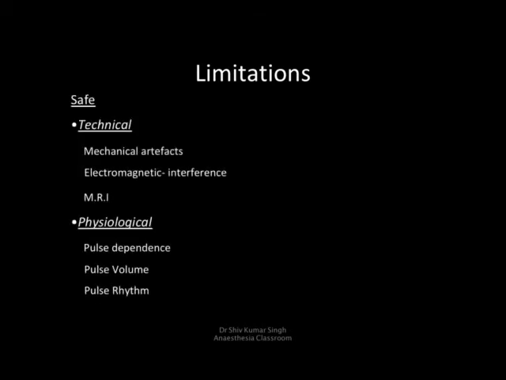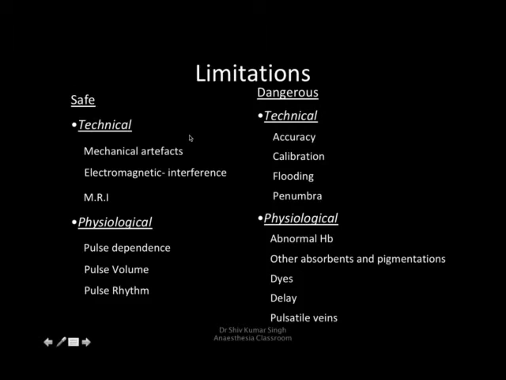There are limitations with pulse oximetry, and some of them are safe. They can be because of mechanical artifacts, because of movement artifacts. They can be from interference, electromagnetic interference like diathermy, and they can be physiological. We know that if there is a shutdown, the pulse volume is low or the rhythm is irregular, then the saturation can be affected. But these are safe limitations. But there are certain unsafe limitations we should be aware of.